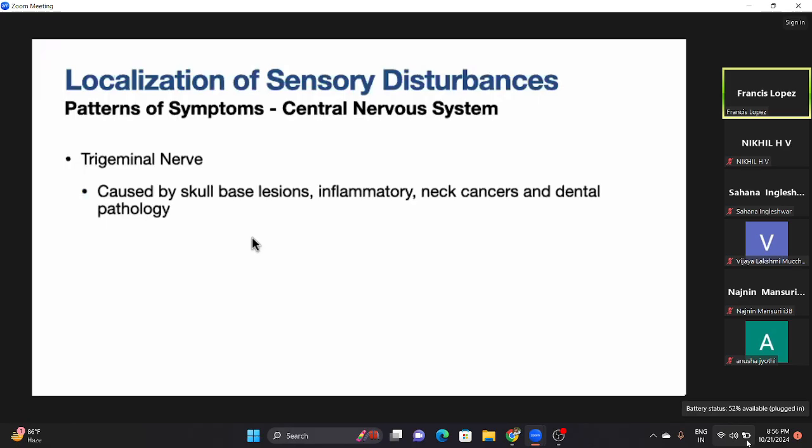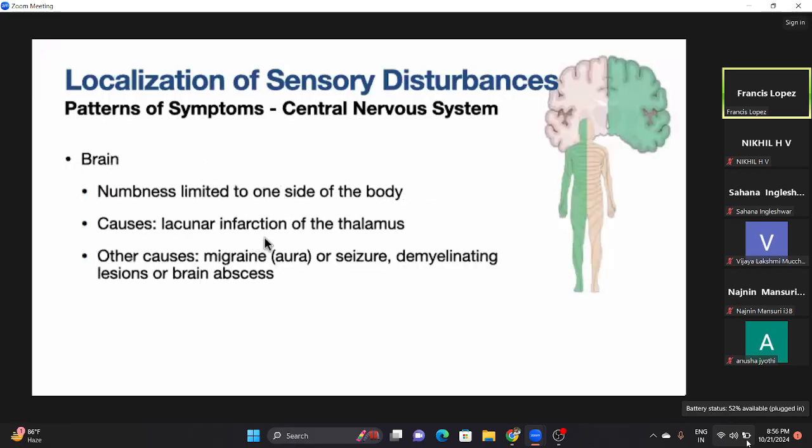Brain lesions that cause sensory disturbances usually manifest in a specific part, or as a hemisection, ipsilateral both for the face and for the body. This is usually due to a lacunar infarction of the thalamus. And these are other possible causes.